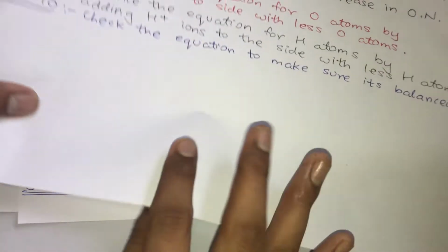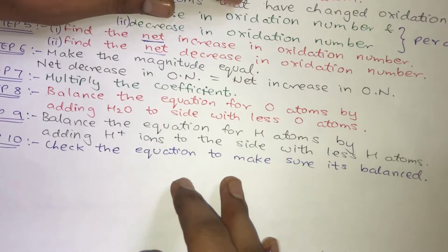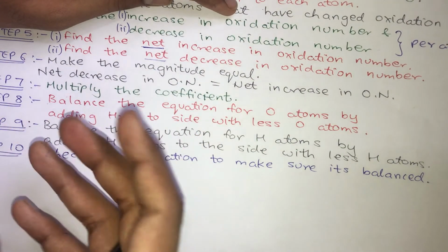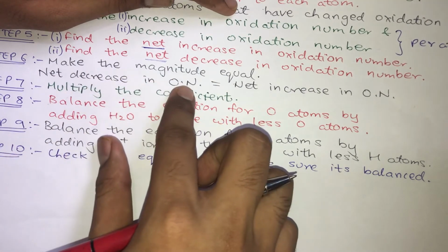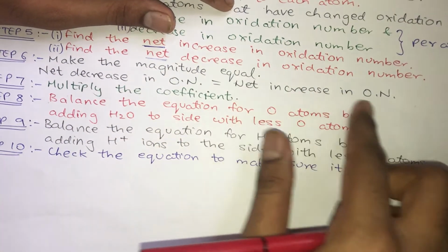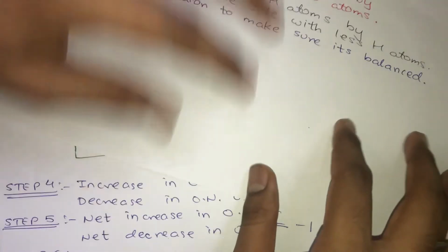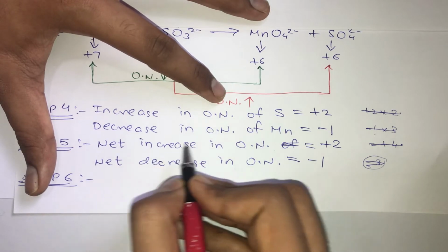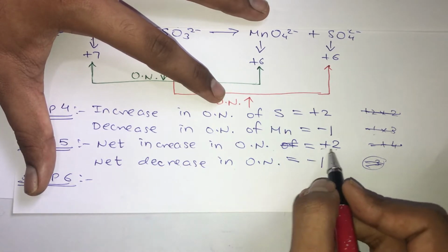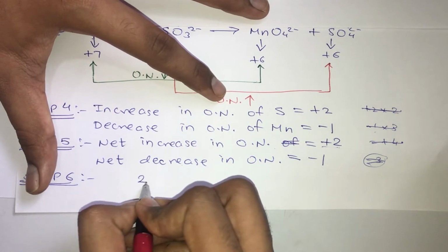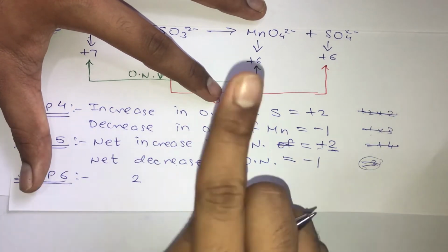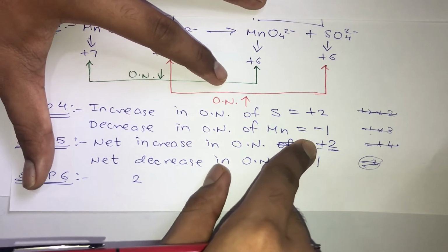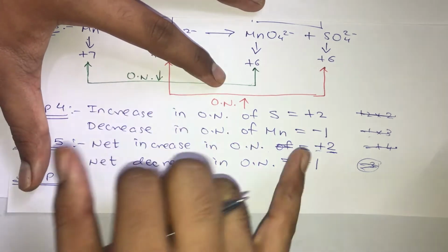The step 6 tells us, make the magnitude equal. Whose magnitude do we have to make equal? The net decrease in oxidation number should be equal to the net increase in oxidation number. Let's understand. See, what is the magnitude of net increase in oxidation number? It is plus 2. The magnitude is only 2. We do not need to consider the sign when we are talking about magnitude. I hope you know this, guys.